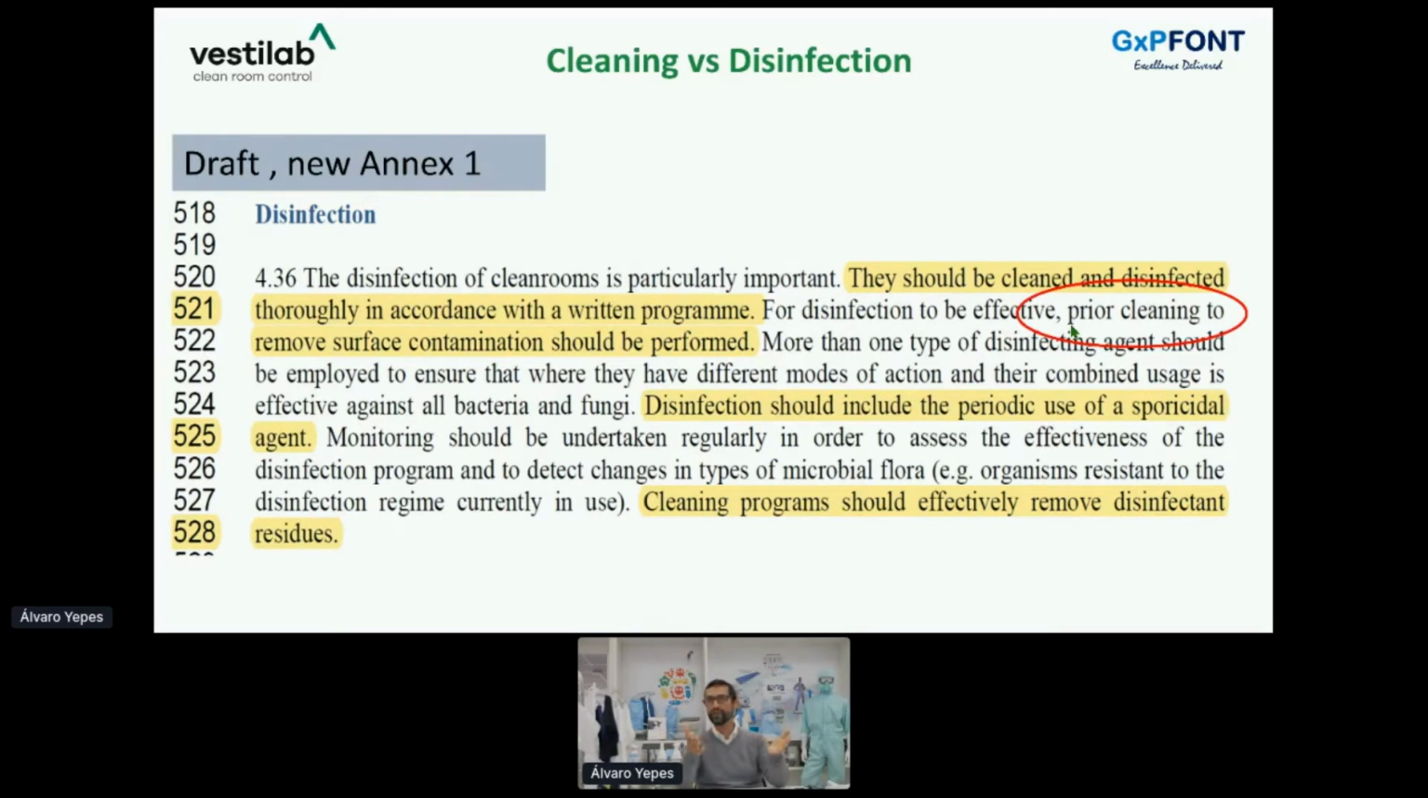They are performed in a different way from the point of view of the SOPs, and the objective of each one is completely different. Also, now it's highlighted that a sporicidal agent as a part of the rotation scheme is mandatory, it's a should. And also that everything has to be completely written and rationalized to prove that we can remove contamination prior to disinfection and that we address residues from disinfection and not only from process.